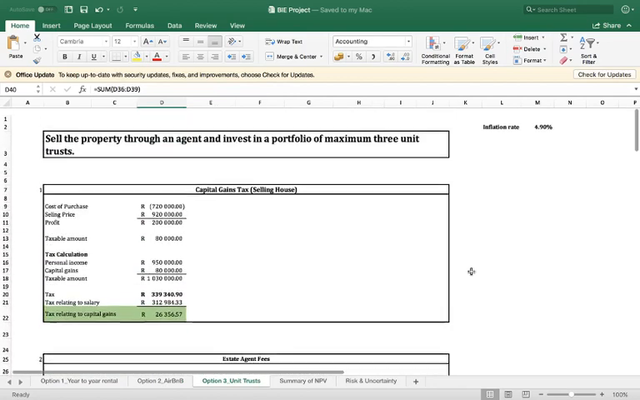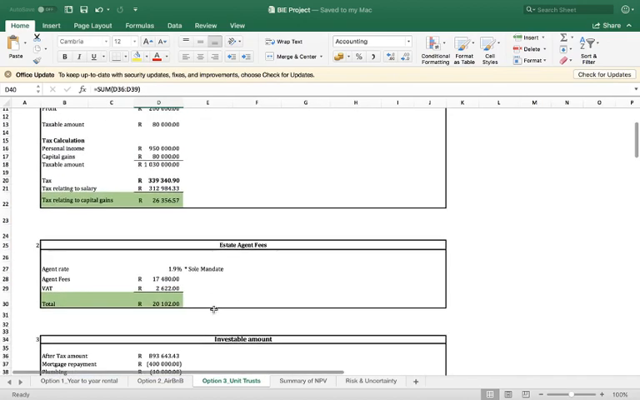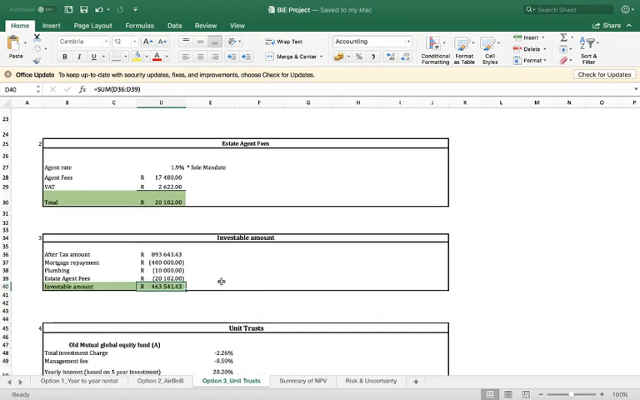The final option to consider is to sell the property through an estate agent and invest in a portfolio of maximum 3 unit trusts. First, we need to calculate the capital gains tax when selling the house. This is found to be around 26,300 Rand. Next, we calculate the estate agent fees when selling the house, and is found to be around 20,000 Rand. After deducting the mortgage repayment and the necessary plumbing that needs to be done on the house, the investable amount is found to be around 460,000 Rand.